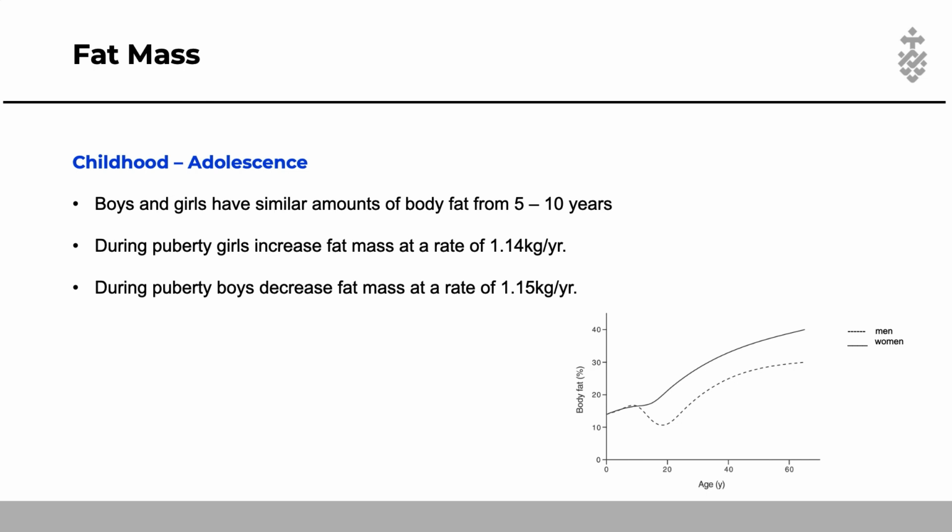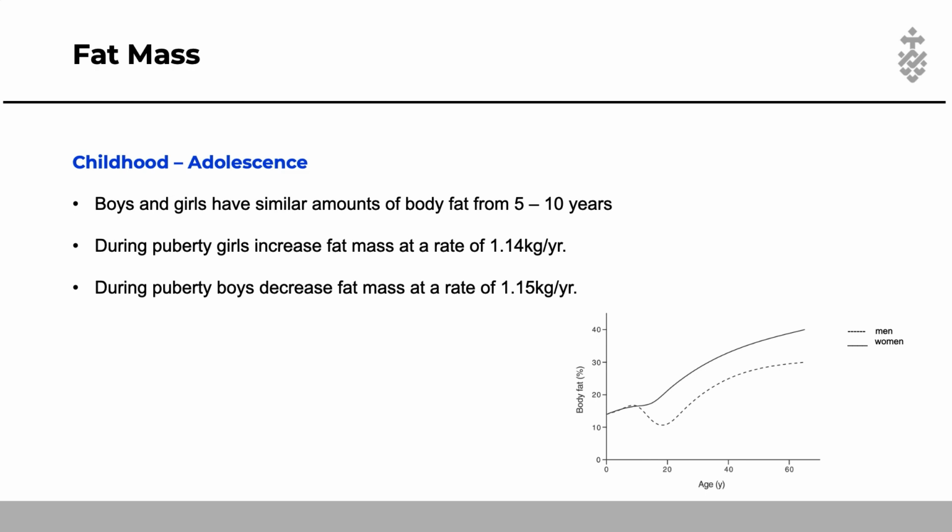All right, now when we look at fat mass. Both boys and girls start off with a similar amount of body fat, and this lasts until about 10 years of age. Then, unfortunately for the girls, we gain fat mass at a rate of around 1.14 kilos per year during puberty. And the boys have a decrease in fat mass at around a similar amount per year. Now, this is the same graph that we saw in a slide before, and we can clearly see that dip, that decline in fat mass that the boys experience during puberty.